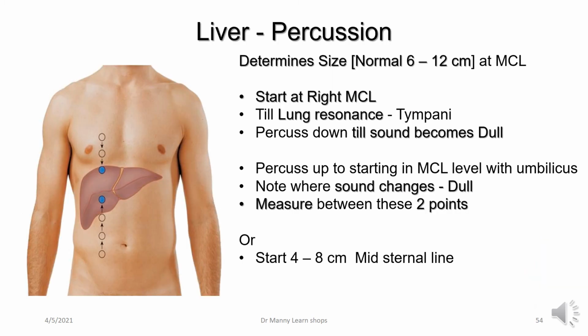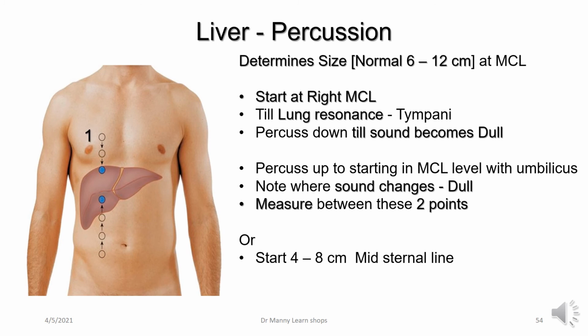Liver percussion is done to determine the size. Normally the liver is about 6 to 12 centimetres at the mid-clavicular line. So if you were assessing the liver, you would start at the right mid-clavicular line. Have a look, there it is on the right. There's the mid-clavicular line. You'd start there and go until you determined lung resonance. The lungs are normally full of air, so you have tympany. So you percuss down till the sound becomes dull. Very clear in the video that you'll be observing.